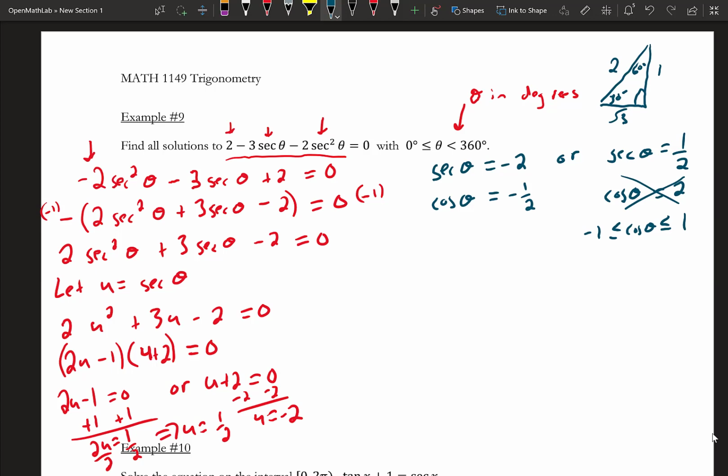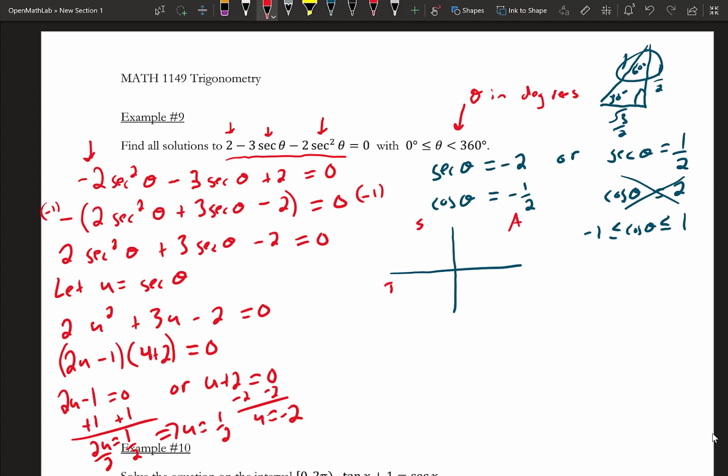And if we wanted to, we could divide everything by 2, which makes that 1, if you prefer that. So we're considering cosine, so that's the adjacent angle. The adjacent angle to 1/2 is 60 degrees. So that's going to be my reference angle. And then we want cosine to be negative.